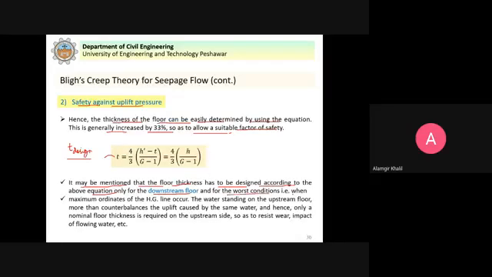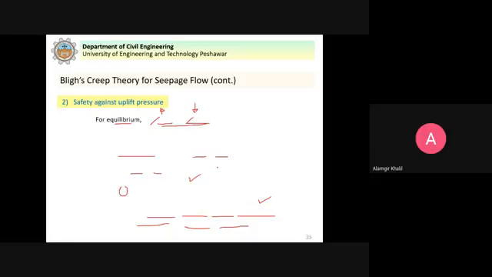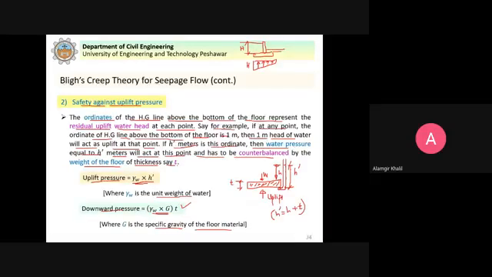For the worst condition, that is when maximum ordinates of the hydraulic grade line occur, the water standing on the upstream floor more than counterbalances the uplift caused by the same water, and hence only a nominal floor thickness is required on the upstream side to resist wear, impact of flowing water, etc. So you see that on the upstream side there will be already water here. So the weight of this and the weight of the water itself will try to balance the uplift pressure.